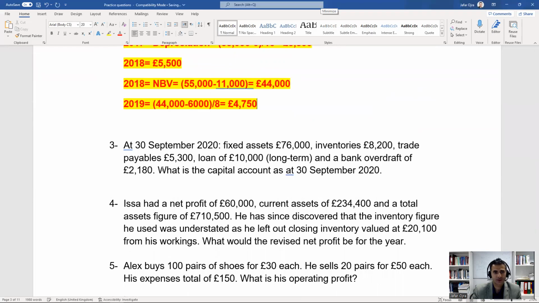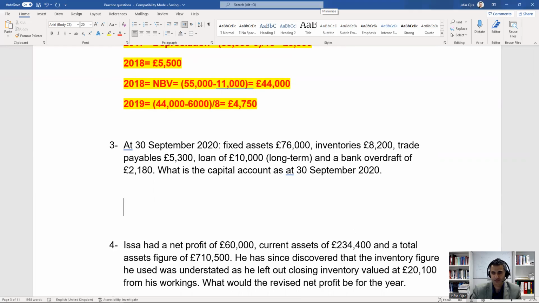Now, let's move to question number 3. Question number 3. At 30th of September, fixed assets 76,000, inventories 8,200, trade payable 5,300, loan 10,000, it's long term, and bank overdraft 2,180. And the question asks you to calculate the capital as at 30th of September.